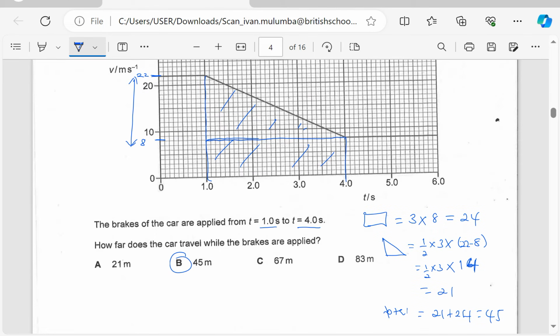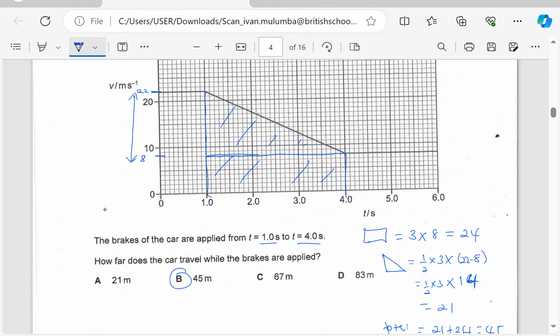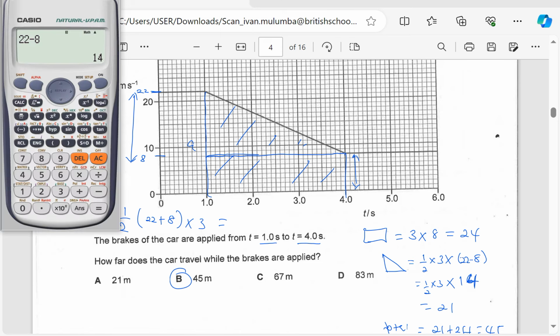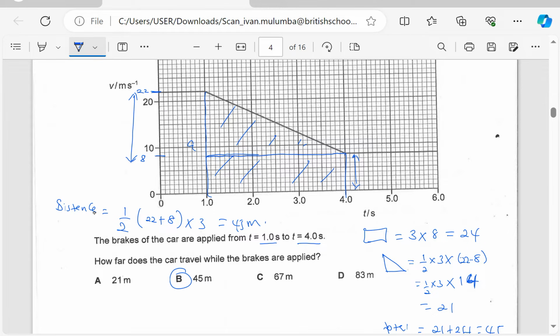If you're very good at math, you can use this as a trapezium, and you say the distance is going to be the area of a trapezium, which is a half. So you'll take this side to be A, which will be 22, plus this side to be B, which will be 8, then times the height or the h, which is 4 minus 1, which is 3. So that is 0.5 times 30 times 3. It is still 45 meters. So the answer is 45, I think.